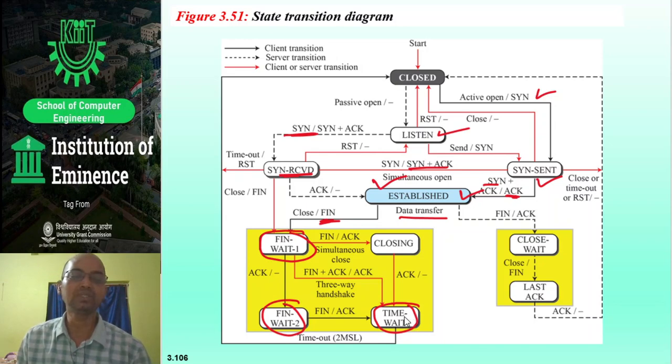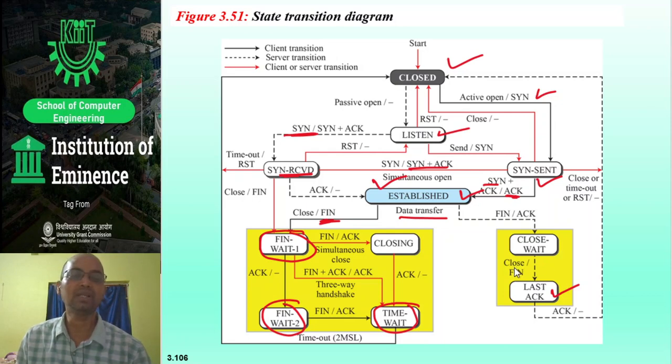The client, which was in the timed wait, if it does not receive any further message, then enters the closed state. The server, after receiving the last acknowledgement from the client, enters the closed state. The client, after waiting for 2 units of MSS, also enters the closed state. So these are the different state transitions that take place in TCP. The different states are listen, SYN received, SYN sent, established, FIN wait 1, FIN wait 2, closing, timed wait, close wait, and last acknowledgement. So close wait means what?